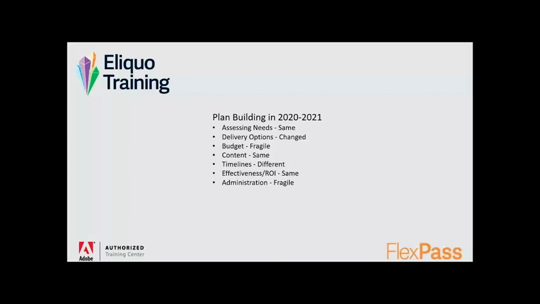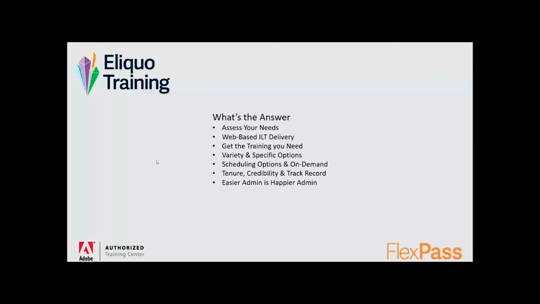And then, of course, measuring effectiveness. I mean, that's kind of the same. You don't want to let off the gas on that. And then the admin is the same, but it's fragile. People are doing less with more. You've got other things to worry about than registering someone for a course. So how do you get beyond that, right?